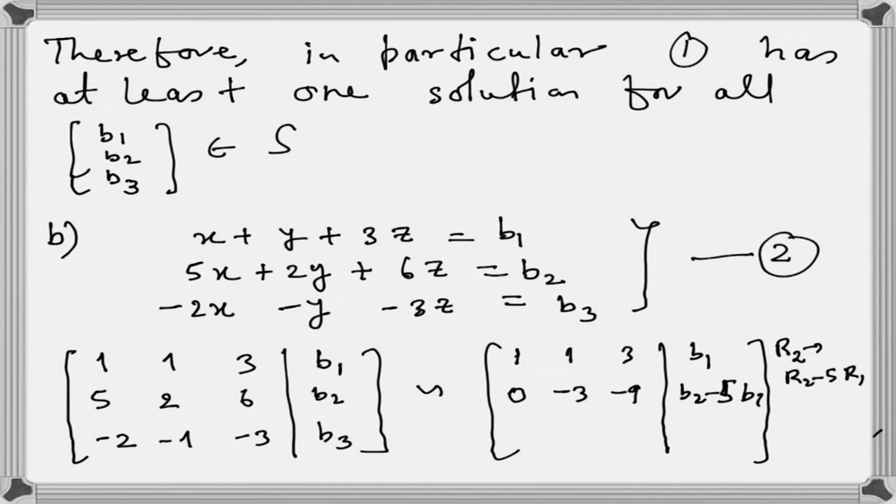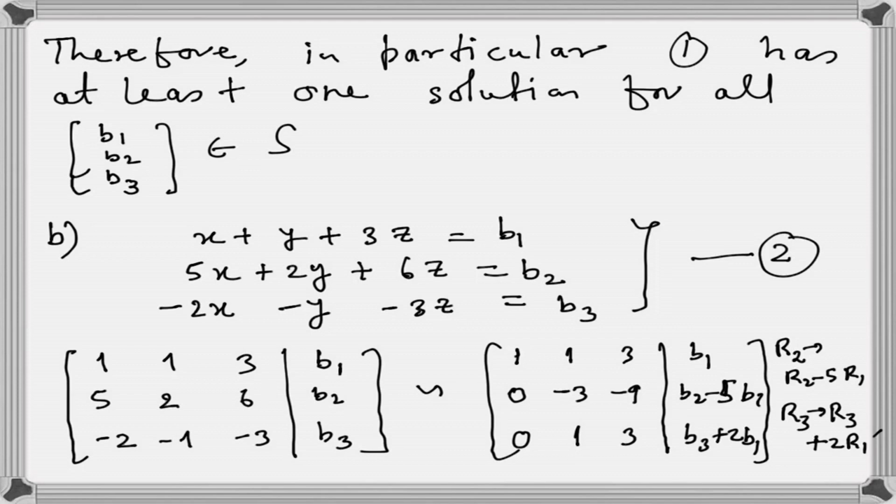Similarly, I'll take this operation: R3 is R3 plus 2R1. Sorry, we don't have space here. Okay, R3 plus 2R1. So this becomes 0. Then minus 1 plus 2 becomes 1. Minus 3 plus 6 becomes 3. And b3 plus 2b1. Okay. So now we need to make these entries 0.